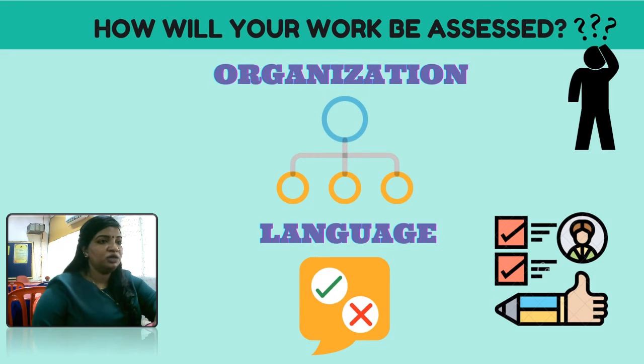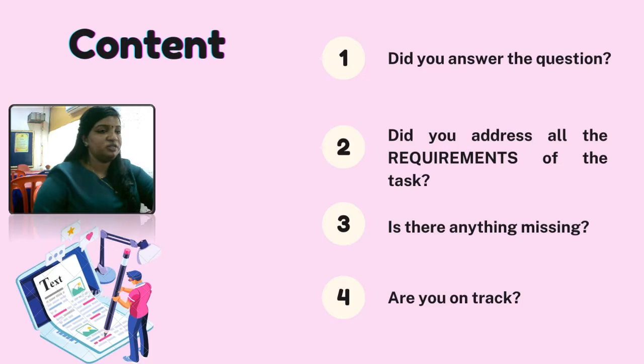To help you keep track on whether you are answering all these criteria, let's look at the first one. When you are writing your content, always remember to ask yourself these 4 questions. The first one is, did you answer the question? Okay, you can get the questions from the stimuli that you are given when you are answering the question. Next, did you address all the requirements of the task? The third one would be, is there anything missing? And the fourth one, are you on track? It means that you are writing the essay on that given particular topic without diverting to irrelevant topics.